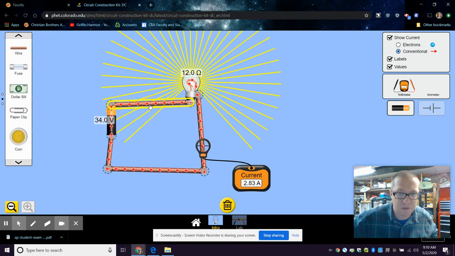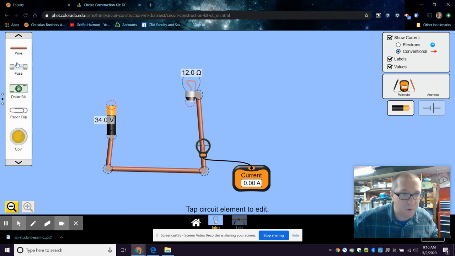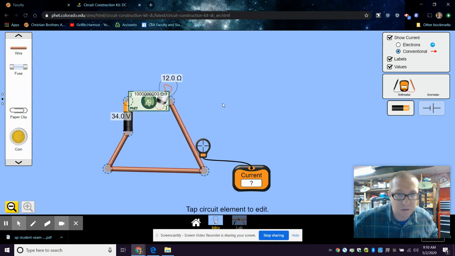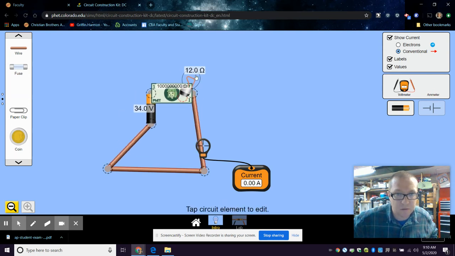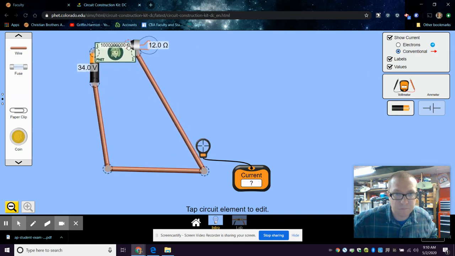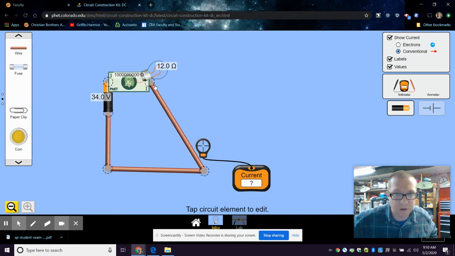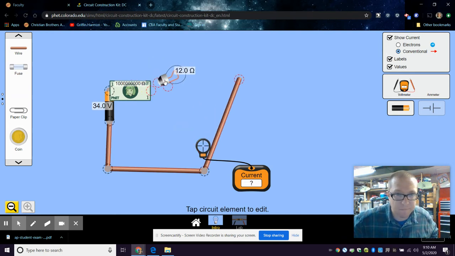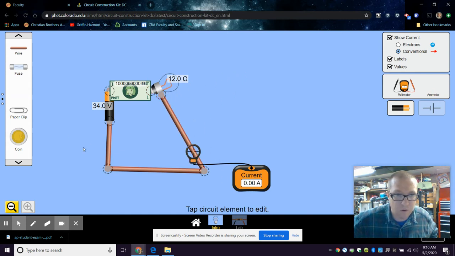You can try putting other things in here. Delete this wire, and I'm going to put a dollar bill in here. What the heck? Oops. What happened there? Did it attach? I'm not sure if it attached or not. I guess it did. No, it didn't. Not sure what's going on. Oh, the wire attached there. That's what happened. This new version's a little bit finicky. All right, that's okay though. Boom, boom. We've got no current flow.